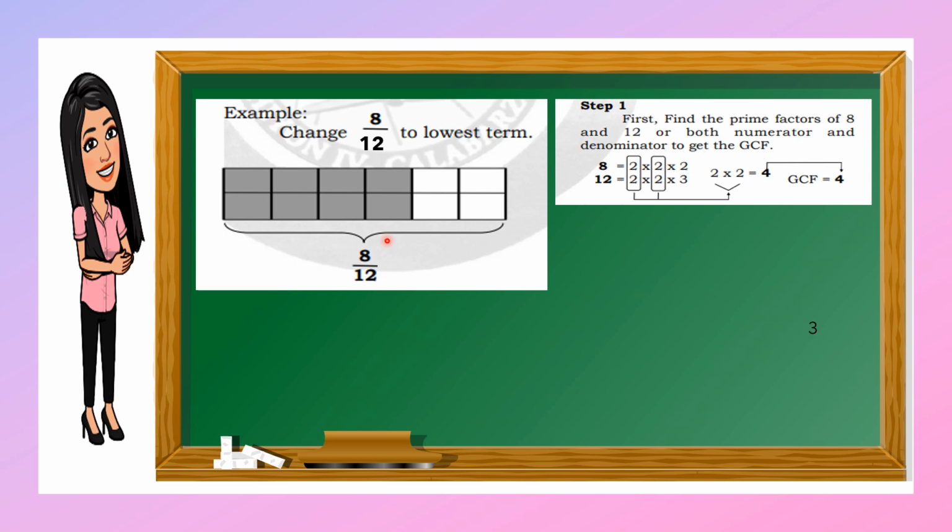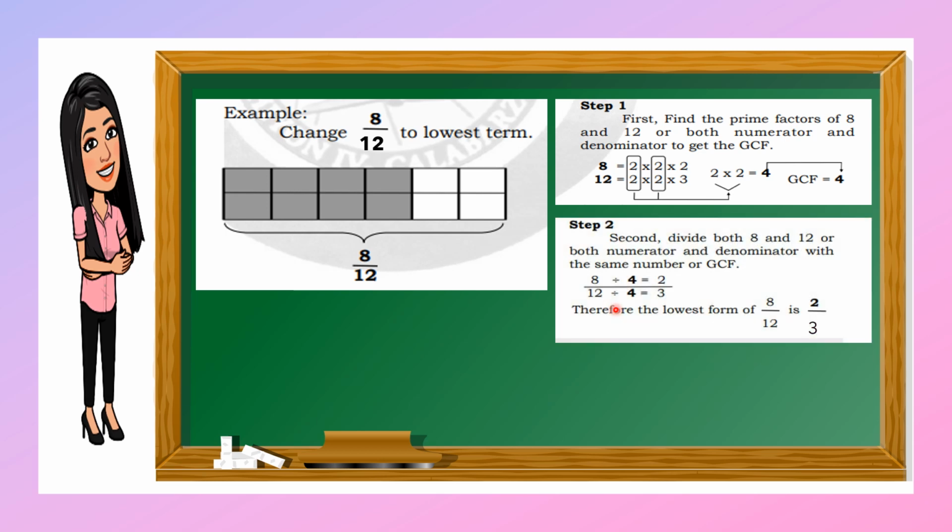First, find the prime factors of 8 and 12 or both numerator and denominator to get the GCF. So, ano daw yung gagawin? Prime factors. So, we have 8, 2 times 2 times 2, and 12, 2 times 2 times 3. So, we have the common prime factors, 2 times 2. Yung magkapareho lang sila ang kukunin natin, then multiply. So, the GCF is 4.